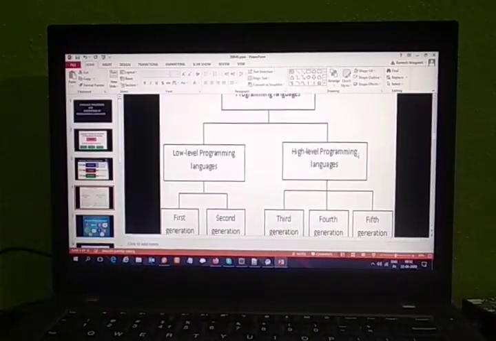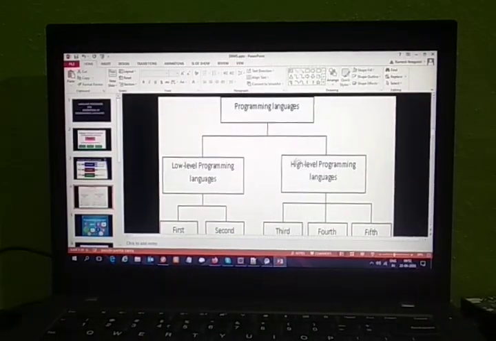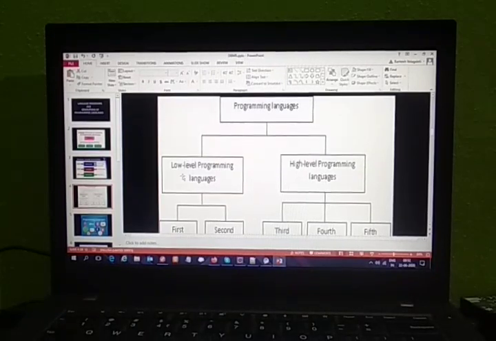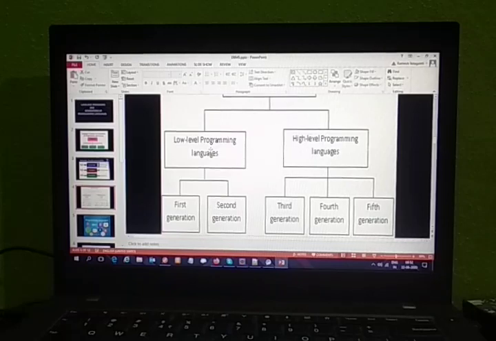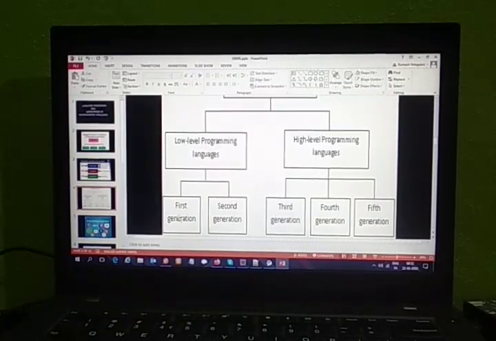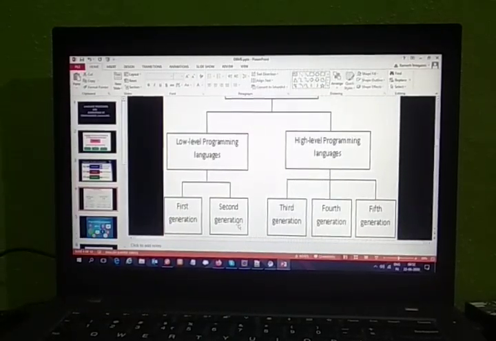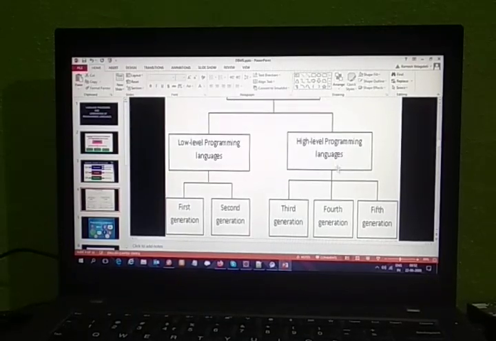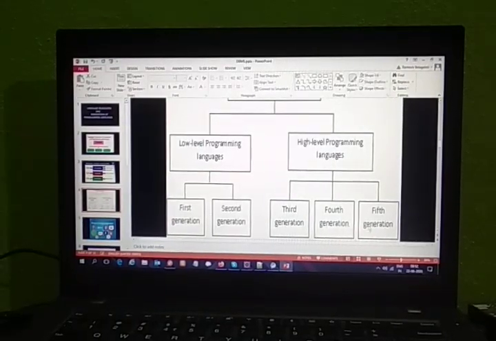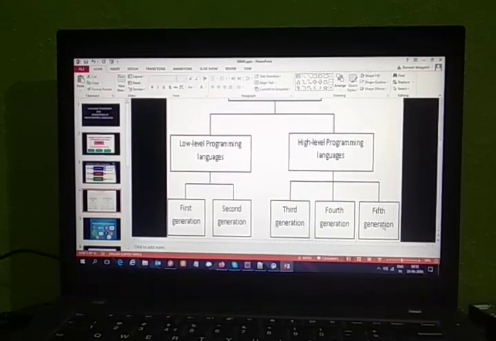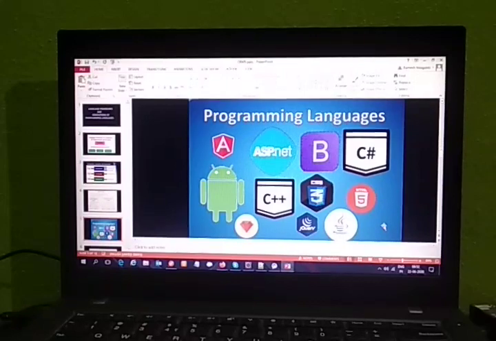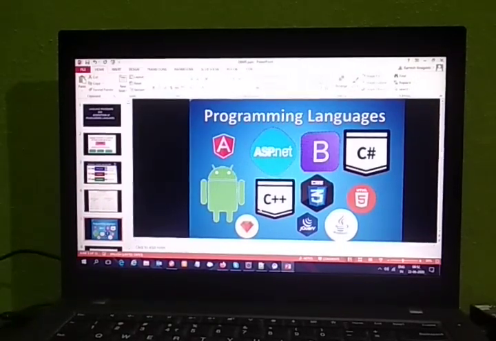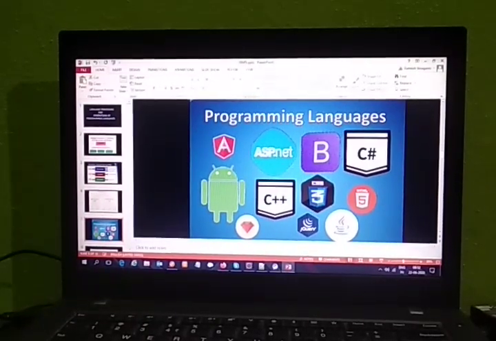Next is generations of programming languages. There are two types: low level programming language and high level programming language. In low level programming language, the first generation and second generation languages come. In high level programming language, the third, fourth and fifth generation languages are there. See how many different programming languages there are: C, C#, C++, all these are different programming languages.